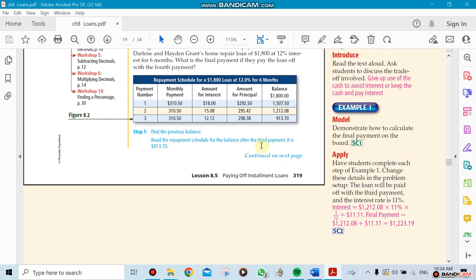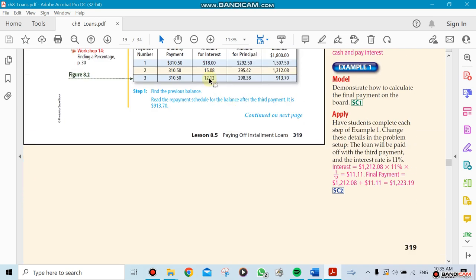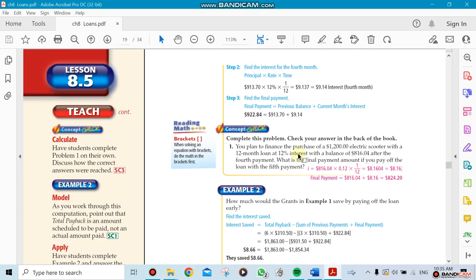Now, look at this one here. The first time you paid an interest of $18. The second time you paid an interest of $15. The last time you paid $12. And now you're going to be paying a little bit less, because you're going down. So it's a little bit less than $12, which will be $9.14, which is normal.